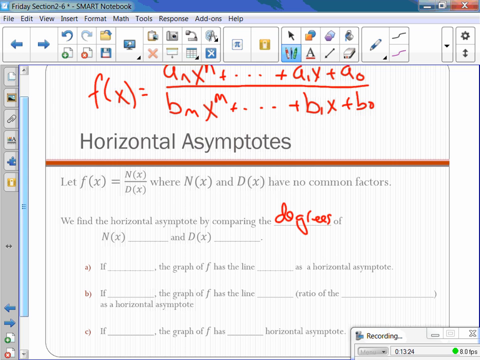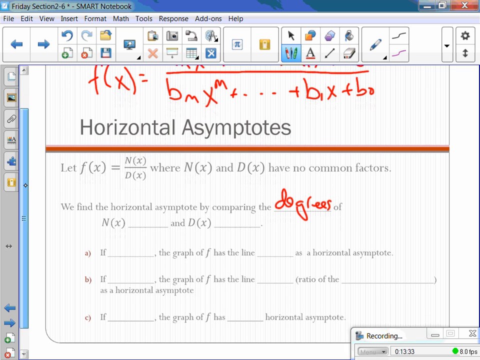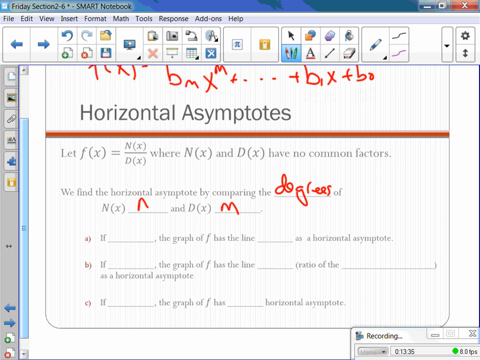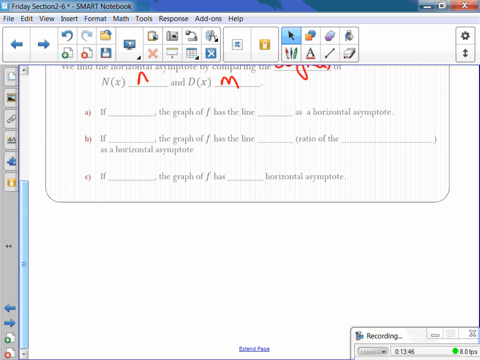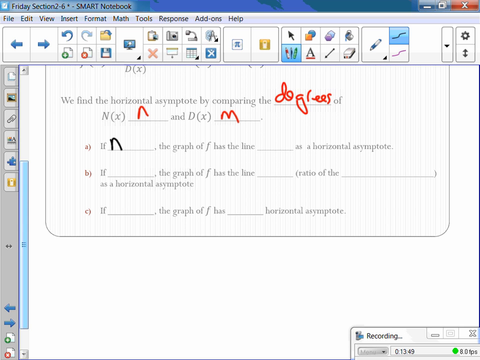I'm not looking at anything else. I'm just looking at the exponents, the degree of that particular polynomial. So for here, my n for n of x, and my m for d of x. These are just the powers, the degree of that particular function. 3 different cases, right? N is less than m, n equals m, or n is larger than m. So, do I have a larger degree polynomial in the denominator? Do they have the same degree, or is the numerator the larger one?